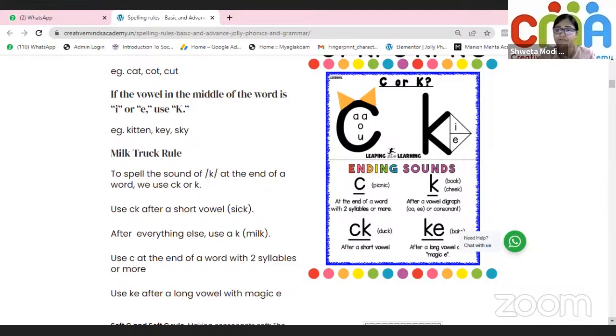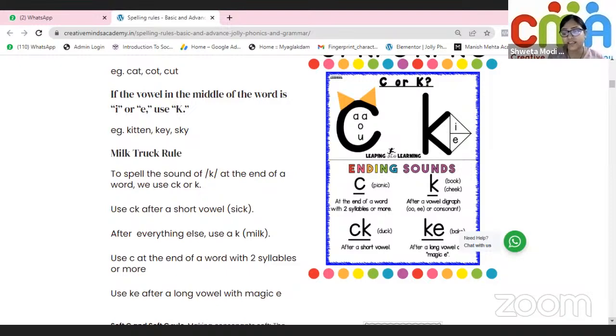So when you have more than one syllable, that means your mouth is opening, your chin is going down more than one time, and you hear K at the end, then what you have to use? Only C. So C and K for short vowel sound, only K for any other sound except for the short vowel sound, but it has to be a one syllable word. And if it is not a one syllable word, but if it is a multi-syllable word and you hear K, then it is only C. Okay.